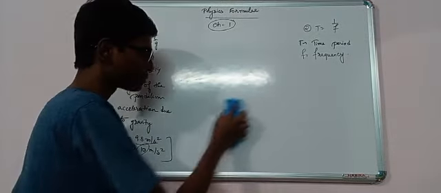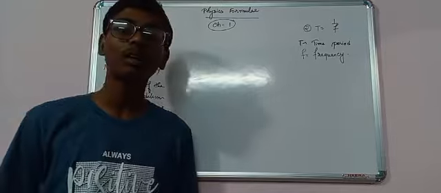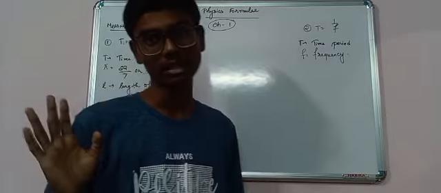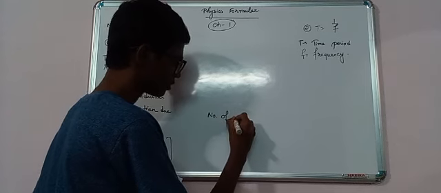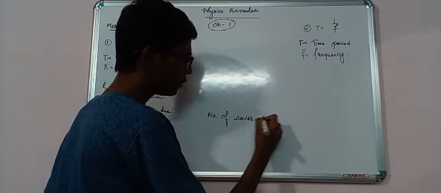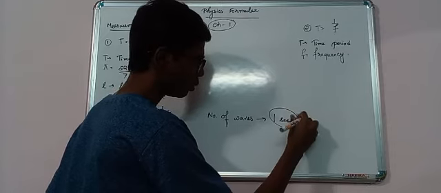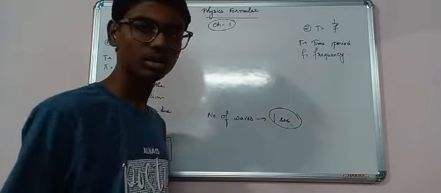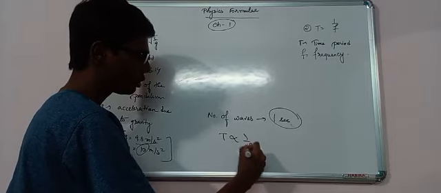And what is frequency? Frequency is basically the number of waves which are produced in 1 second. Number of waves produced in how many seconds? 1 second only. Okay. Now the formula says T is inversely proportional to f.